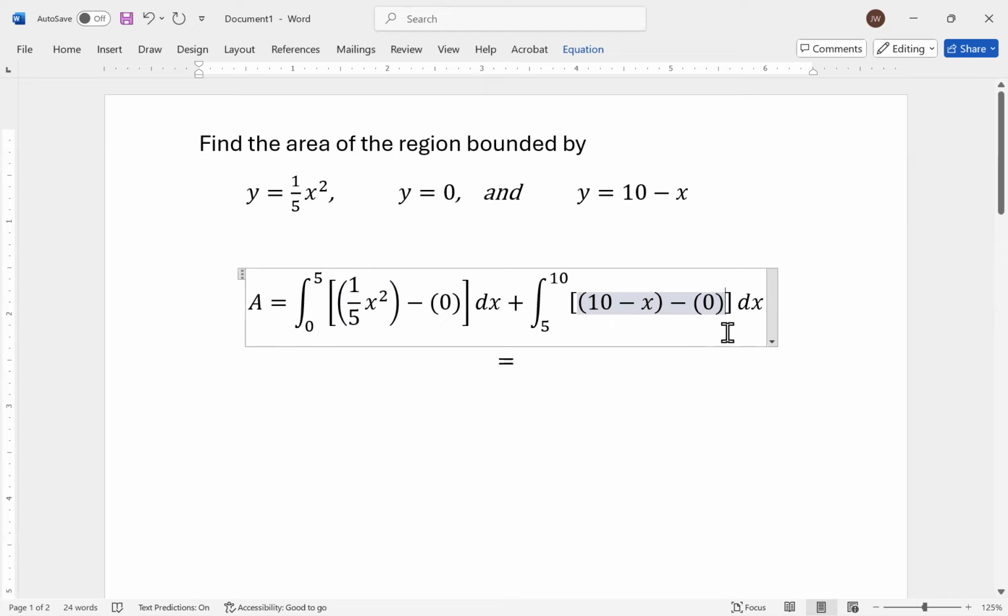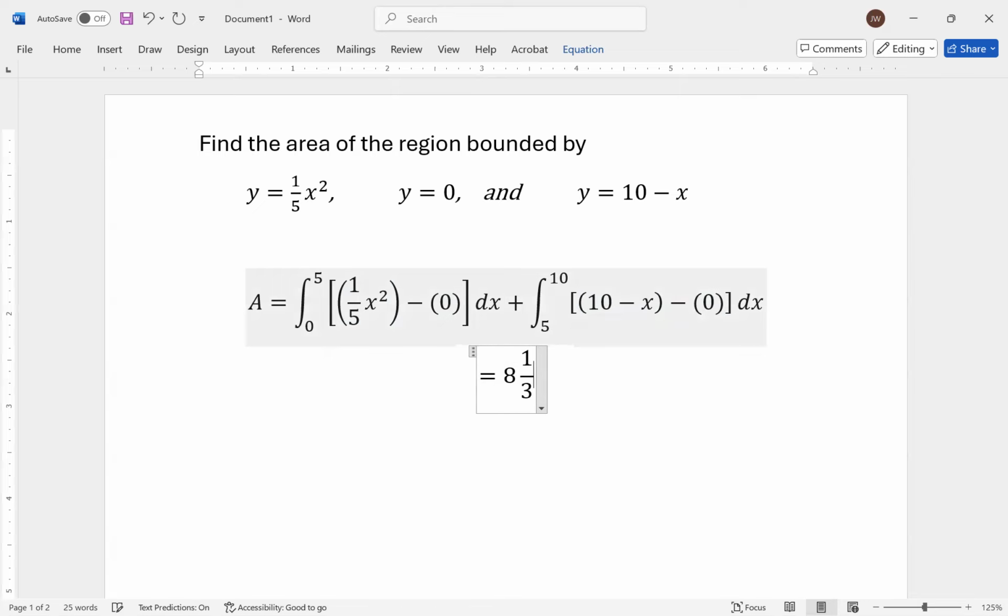Then I turn to my calculator, probably. You can also do this by hand. None of these are real tough to do. If you want to do it by hand, that's perfectly fine. If you want to do it via your calculator, that's perfectly fine as well. The first definite integral turns into 8 1/3. When you integrate the second definite integral, that turns into 12 1/2.